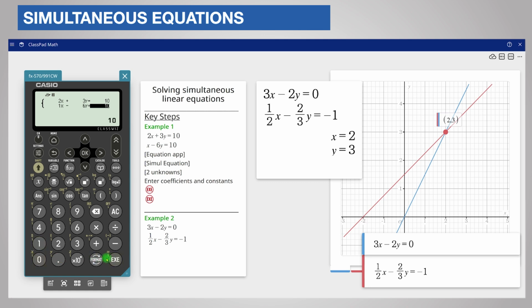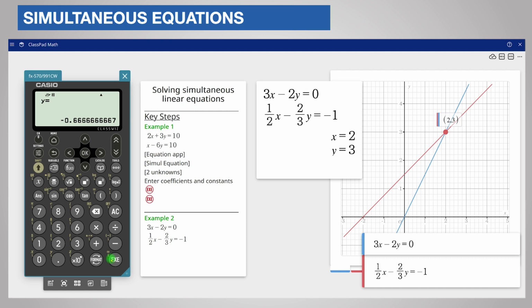To find the solutions, press the execute key and the solution for x is shown. In this case, x is equal to 6. Press the execute key again and the solution for y, which is -2/3, is shown. If you want to see the result as a decimal, press the format key and choose decimal.